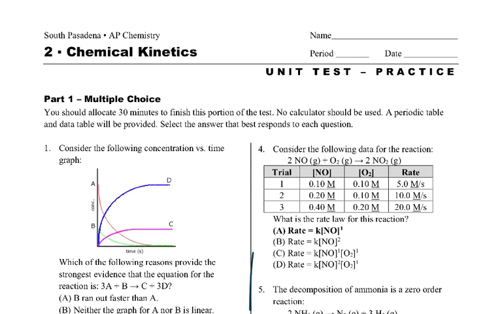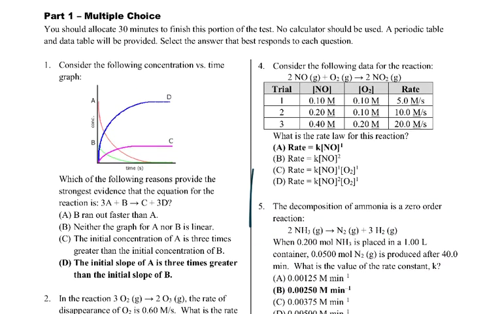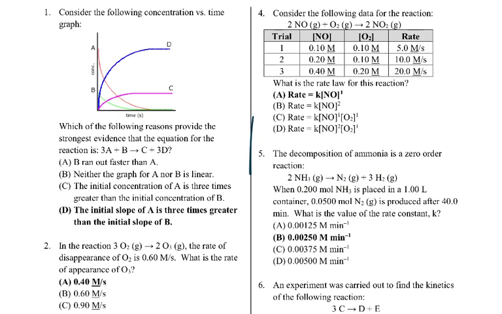I'm going to go over the unit test. I'm just going to use Mr. Ku's answers here and just try to do my thinking as I go through. So the first question says here, consider the following concentration versus time graph. Which of the following reasons provides the strongest evidence that the equation for the reaction is 3A plus B turns into C and 3D? So I'm going to go through just each question.